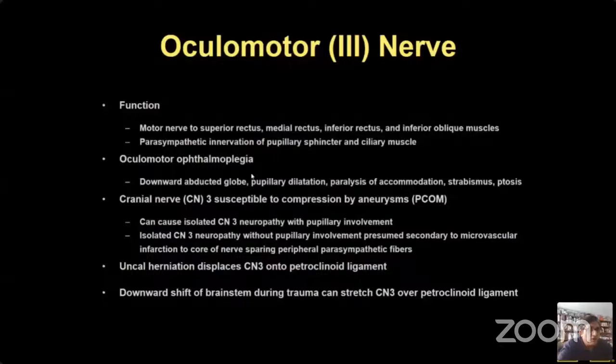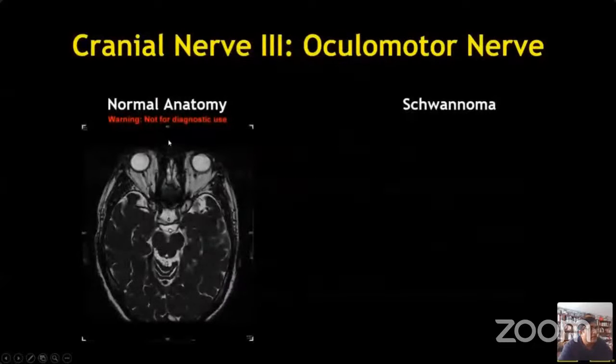Now, radiologically, we all know that an aneurysm of the posterior communicating artery can cause third nerve palsy and give rise to oculomotor ophthalmoplegia. If you look at the anatomy, the posterior communicating artery rides on top, just superior to the third cranial nerve. At the same time, if there is uncal herniation due to increased intracranial pressure, that also compresses the cranial nerve 3 from the side, and that can give rise to oculomotor ophthalmoplegia. Also, downward shift of the brainstem can stretch the third cranial nerve. So let's look at the third cranial nerve.